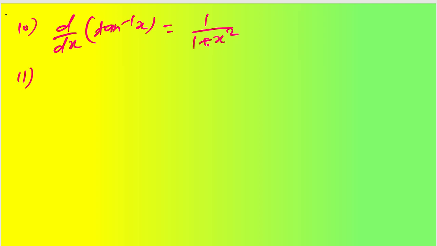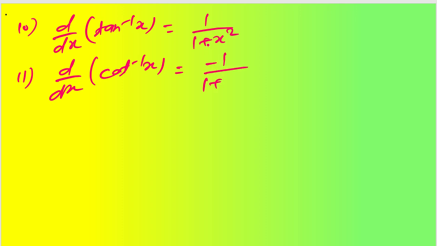What will be the next one? d by dx of cot inverse x. That will become minus 1 by 1 plus x square. So sine, cos, tan, cot, like that you can try to understand. Okay.